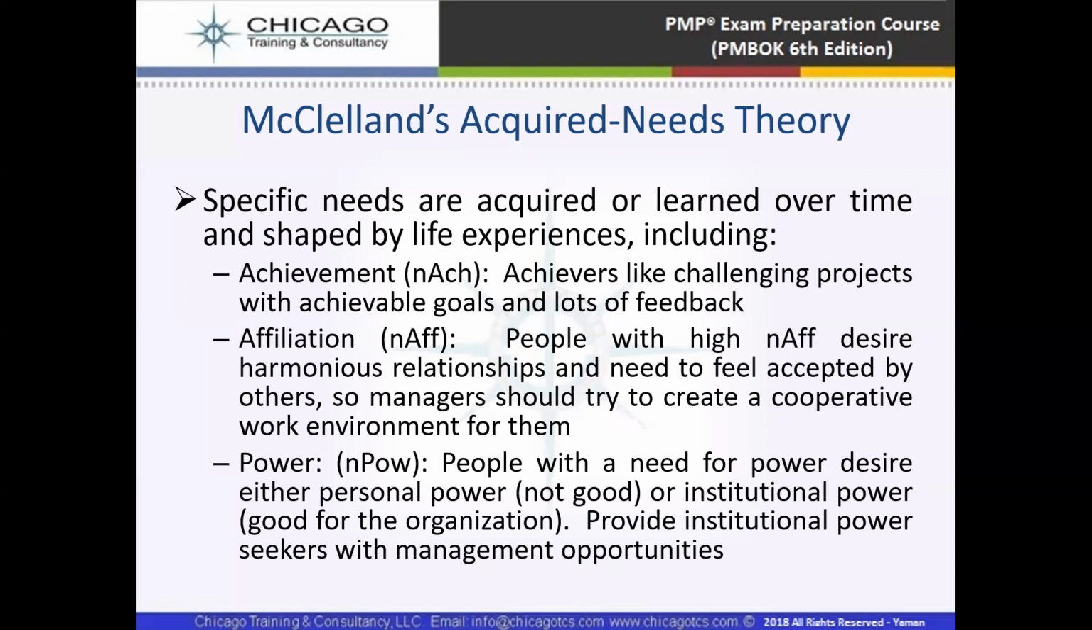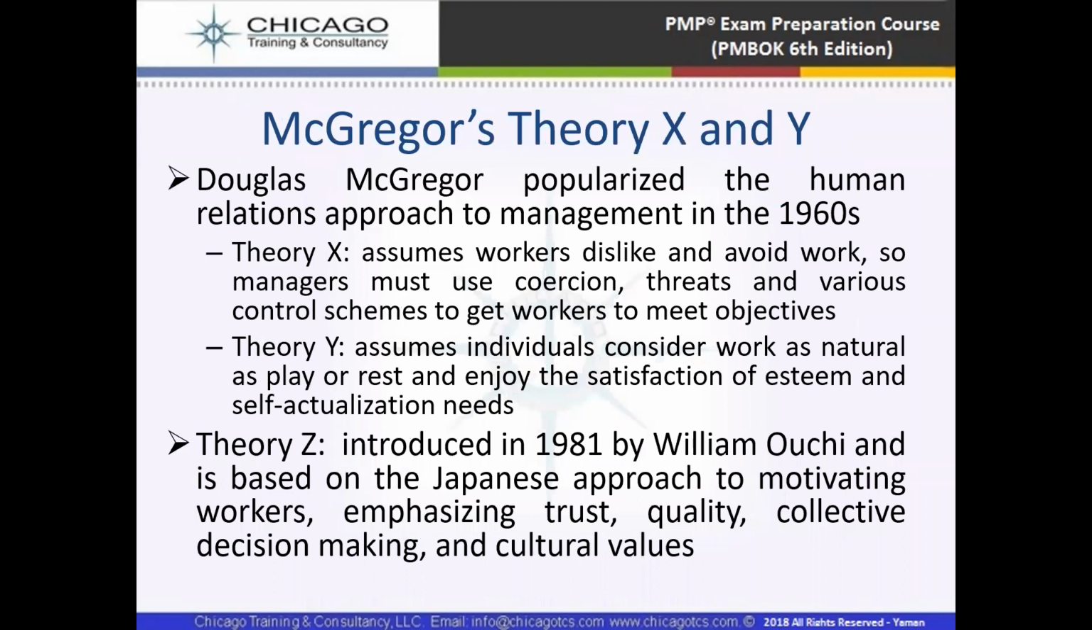And then there is power. People with a need for power desire either personal power or institutional power. So these are the factors of McClelland's acquired needs theory: achievement, affiliation, and power. These are the needs which are learned over time and shaped by life experiences. And then McGregor's theory X and Y.